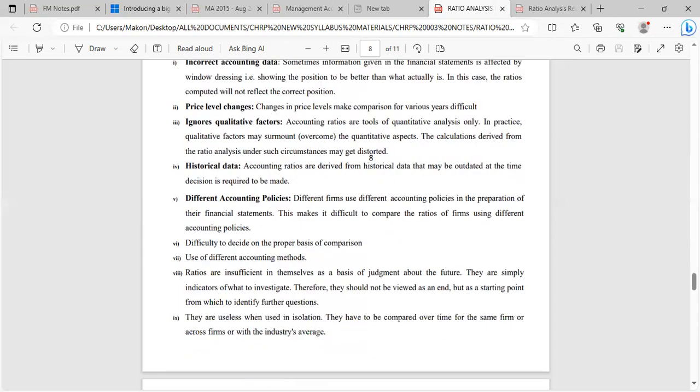Also the periods. You might find that we prepare the financial statements after 10 months, you prepare after 12 months. It might be a bit tricky. Ratios are insufficient in themselves as a basis of judgment about the future. So there must be a human element. You cannot use the ratios alone.